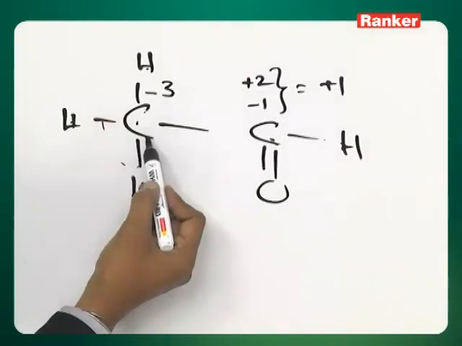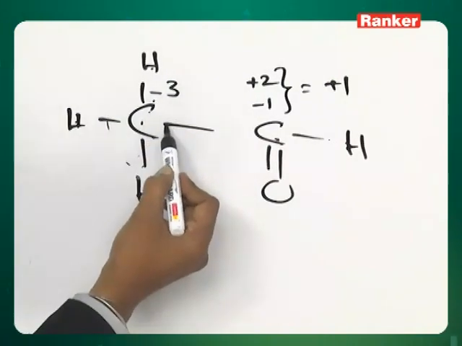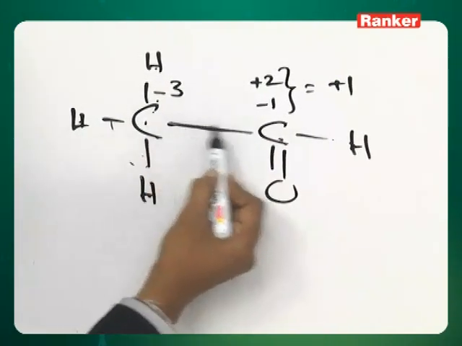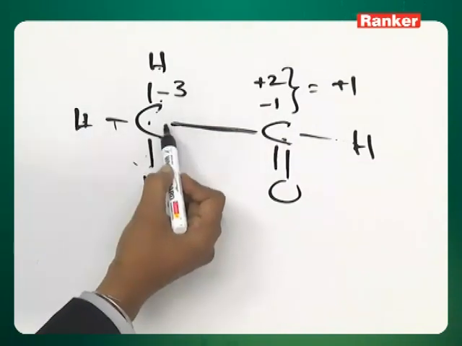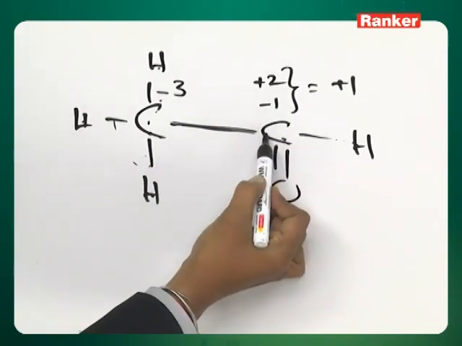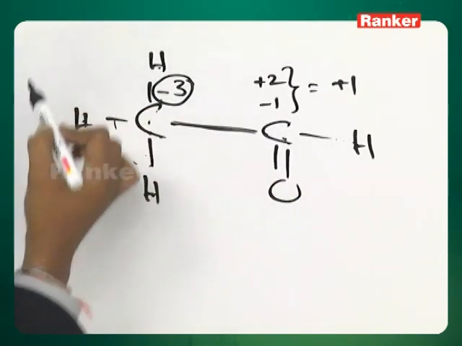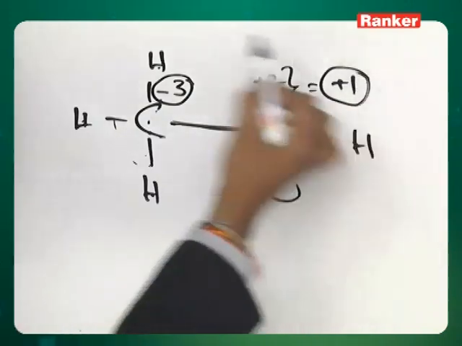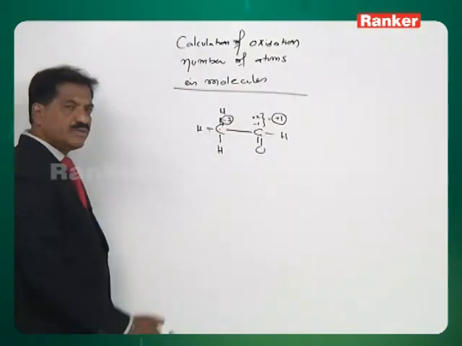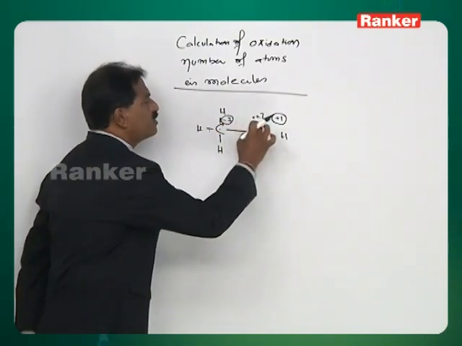Next, for this carbon, the oxidation state through these 3 bonds is -1. This bond is present between 2 identical atoms. Therefore, through this bond, this carbon atom neither loses nor gains electrons. This carbon also neither loses nor gains electrons. Therefore, for this carbon, oxidation state is -3. For this carbon, oxidation state is +1. So, if they ask the individual oxidation states, you can report the answer like this: -3, +1.